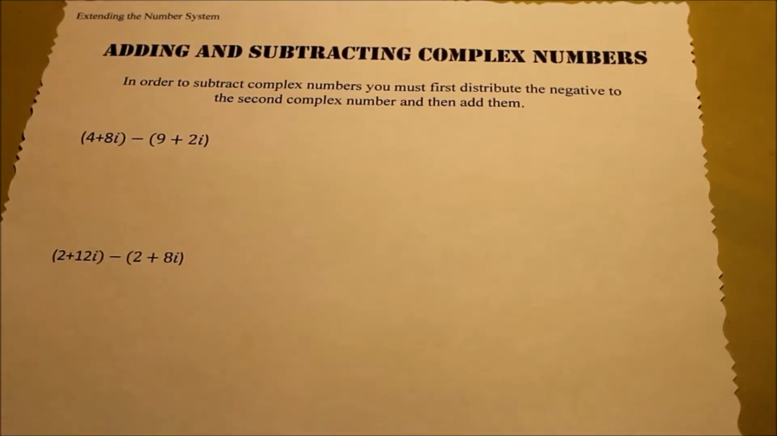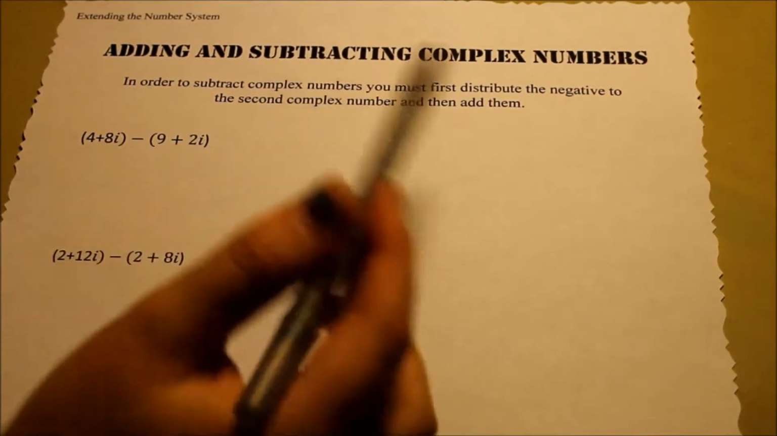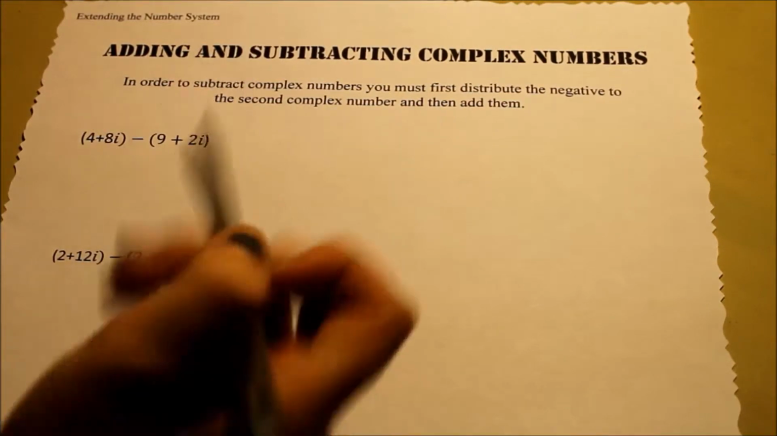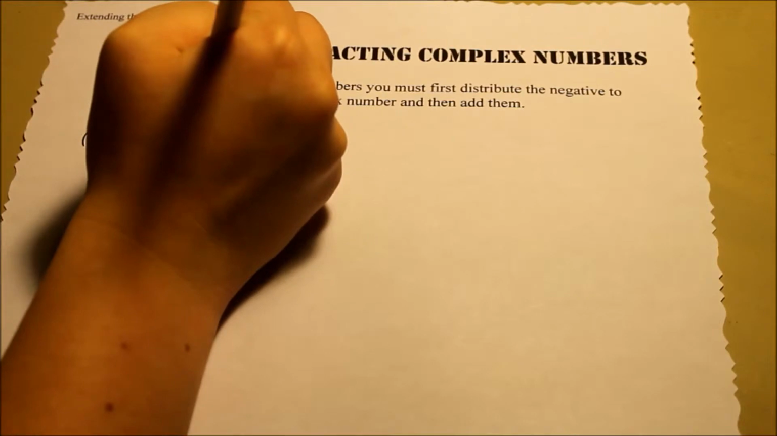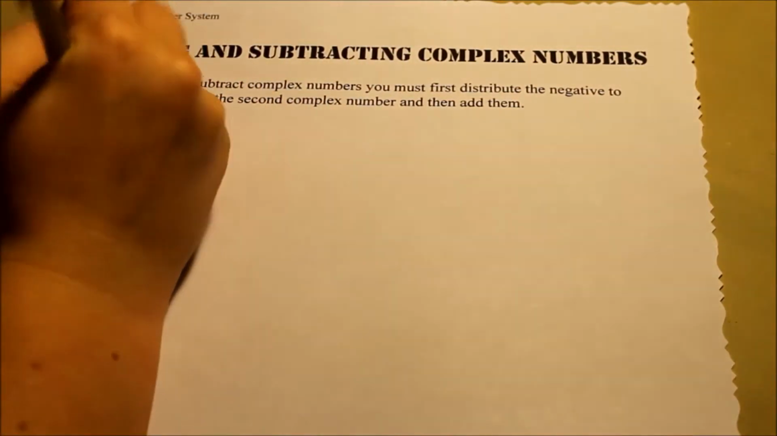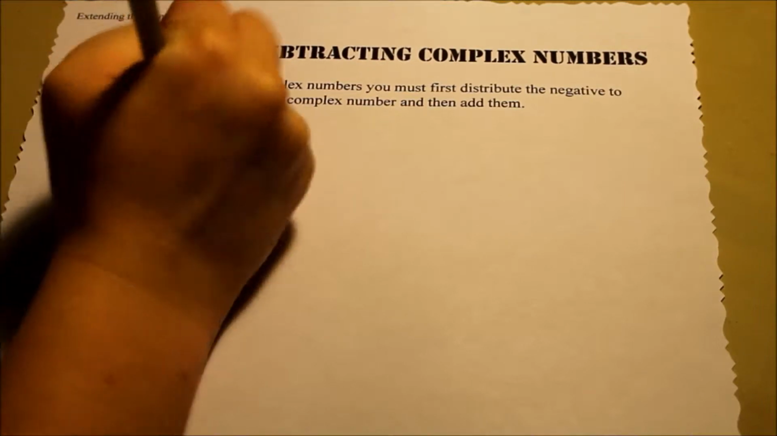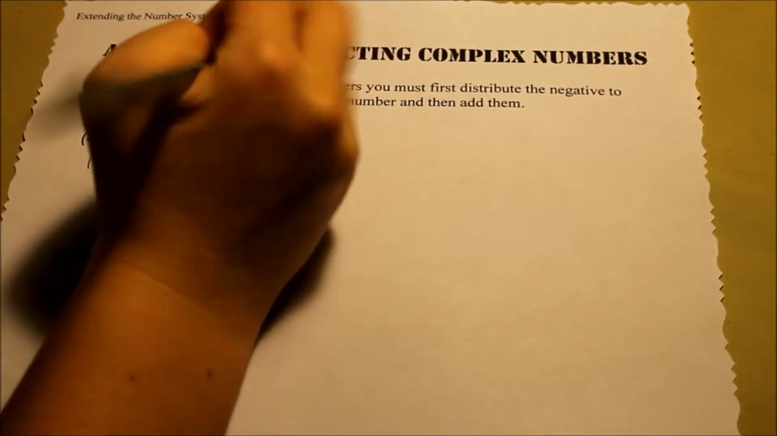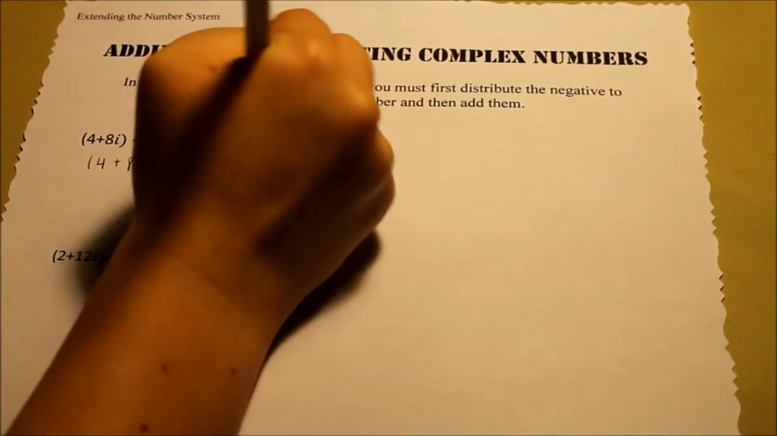Adding and subtracting complex numbers. For subtracting, in order to subtract complex numbers, you must first distribute the negative to the second complex number and then add them. So you'll distribute the negative to the 9 and 2i. So you keep the 4 plus 8i. The negative will become a positive, so it will be negative 9 minus 2i.